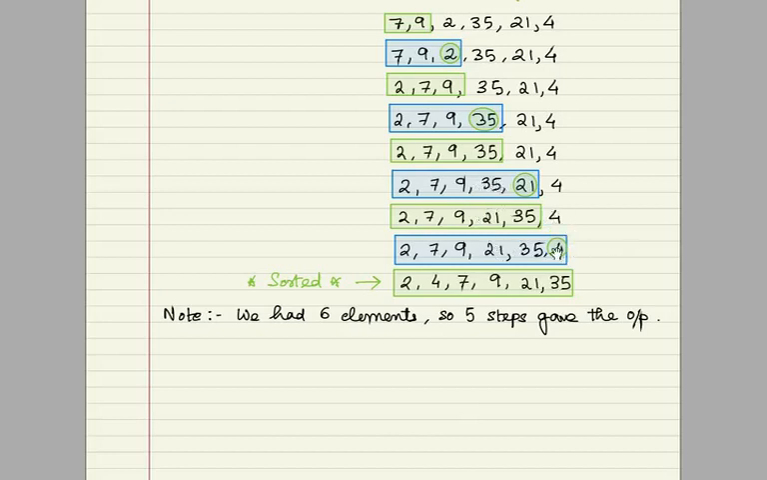Now we introduce 4. 4 has been introduced in this particular blue box. Where will 4 be put? 35 is greater than 4, so 35 is shifted. 21 is greater than 4, so 21 is shifted. 9 is greater than 4, so 9 is shifted.